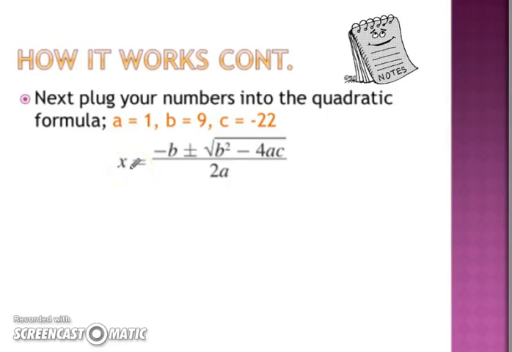So make sure you've got a lot of paper for this because it takes up a decent amount of paper. So we want to plug in our numbers. So we would have x equals, and then it's negative b. Our b is 9, so we'd have negative 9 plus or minus the square root of b squared. So b again is 9, so 9 squared minus 4 times a, so a was 1, times negative 22, all divided by 2 times 1.